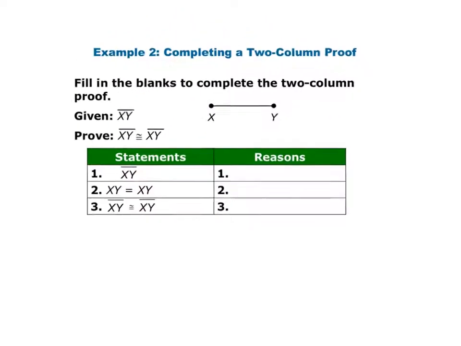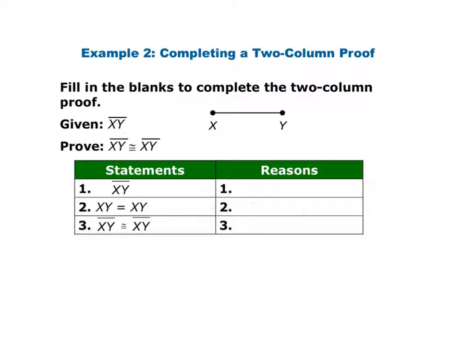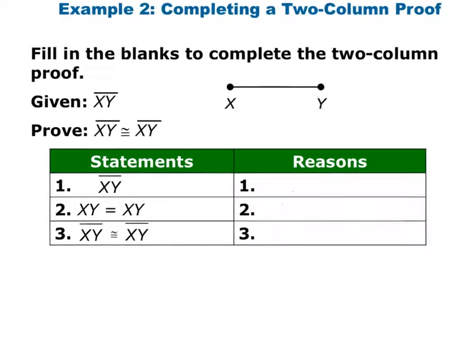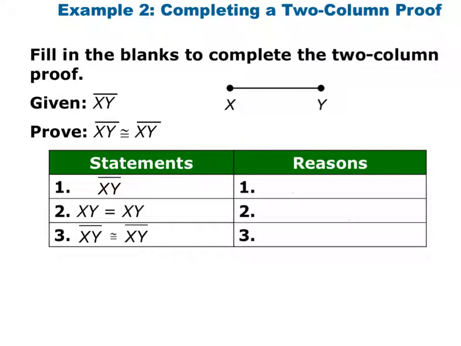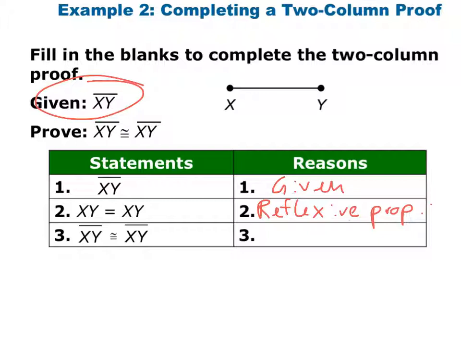So on the next slide, we have a 2-column proof with statements and reasons. We have to provide reasons for each statement on the left. So what would be a reason for step 1? Given. You're always going to list the given as the first step. And now we have xy is equal to xy. Reflexive. Reflexive property of equality.